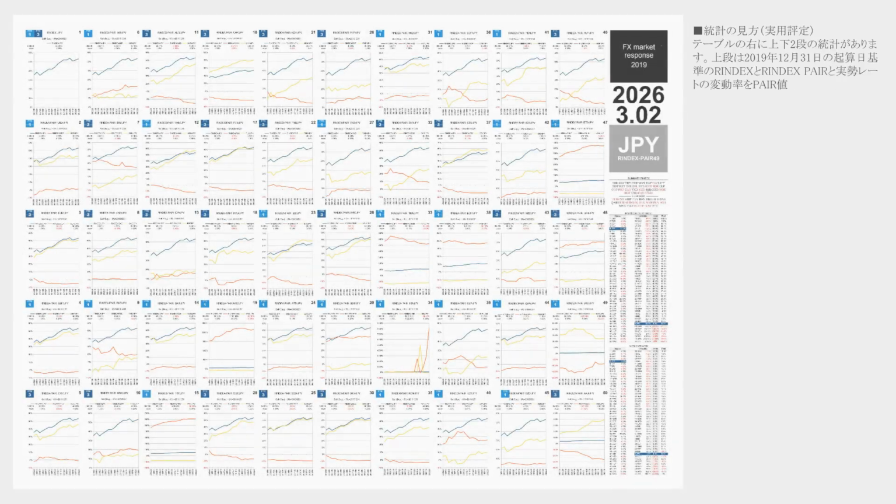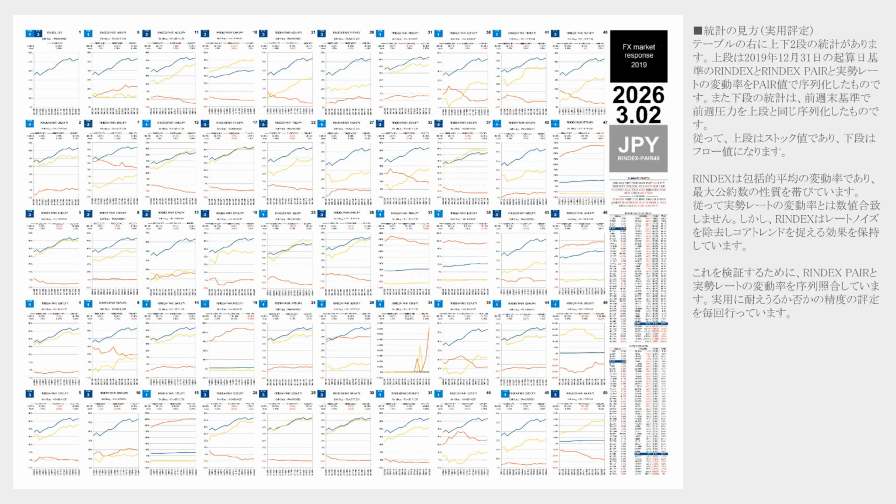How to read the statistics, practical evaluation. There are 2 rows of statistics on the right side of the table. The top row shows the volatility of RINDEX, RINDEX pair, and market rates, ranked by pair value, based on the starting date of December 31, 2019. The bottom row shows the previous week's pressure, ranked in the same way as the top row, based on the previous weekend. The top row is stock value, and the bottom row is flow value.